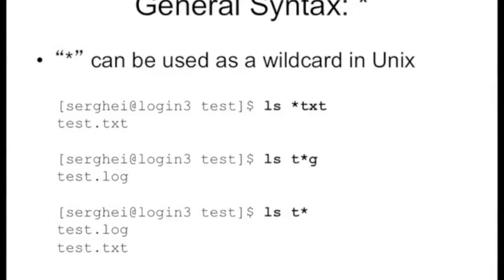If you want to see the files which start with T and end with G, you can do that again by using the star. You say the file should start with T, star, G. And then you should see files, for example, this one, which starts with T and ends with G. If you want to see the files which start with T, you can do it by saying T star. And then you will see both files, test.log and test.txt.